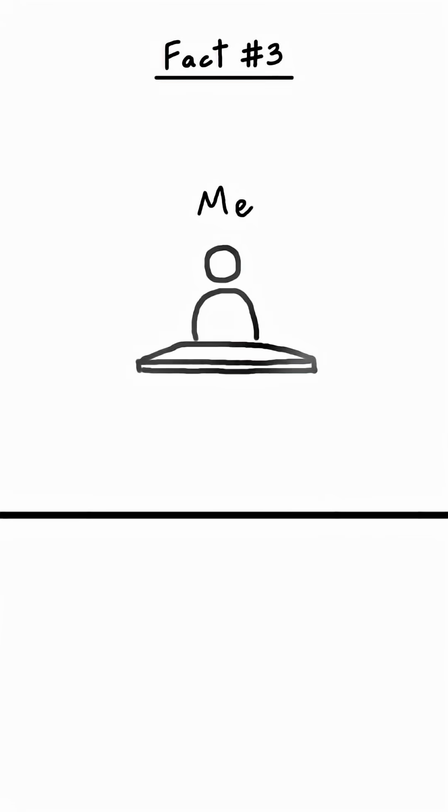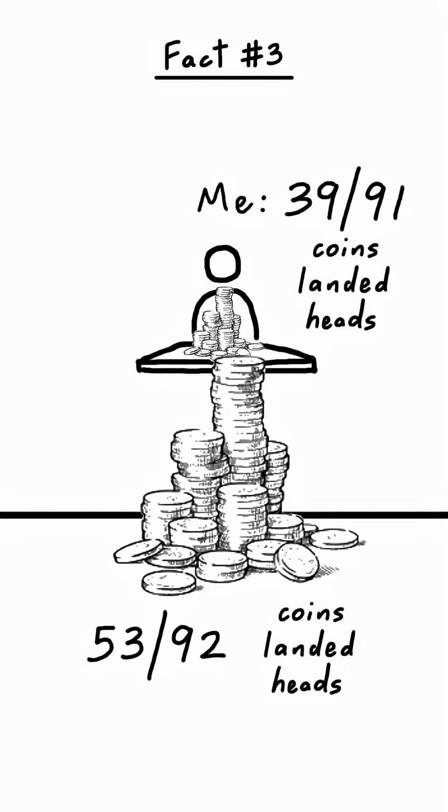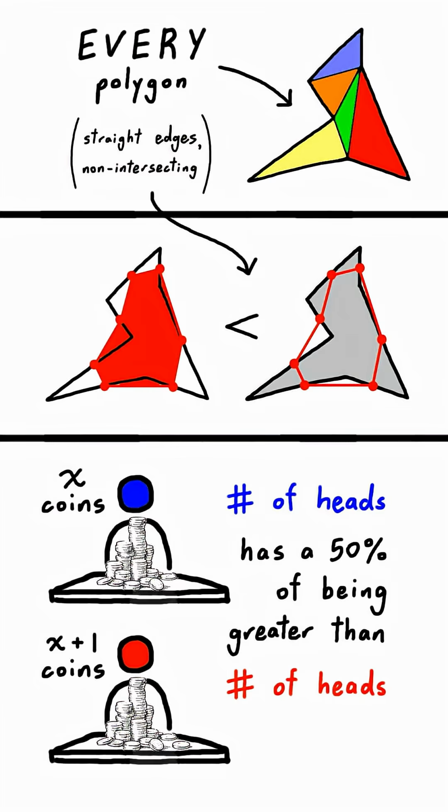Third fact: let's say I have a pile of coins and you have the same pile, but with one extra coin. Now if we both flip all of our coins, the probability that you get more heads than me is exactly 1/2. Pause now to think about which fact is false.